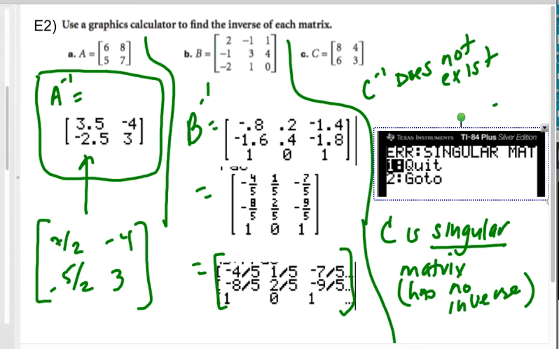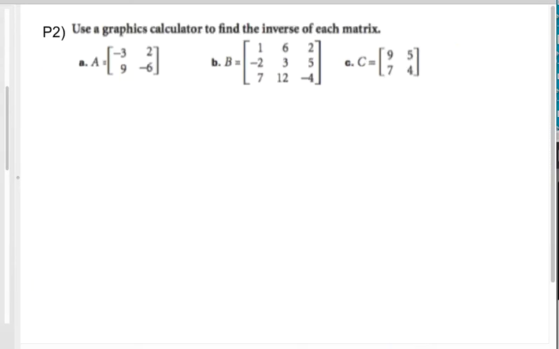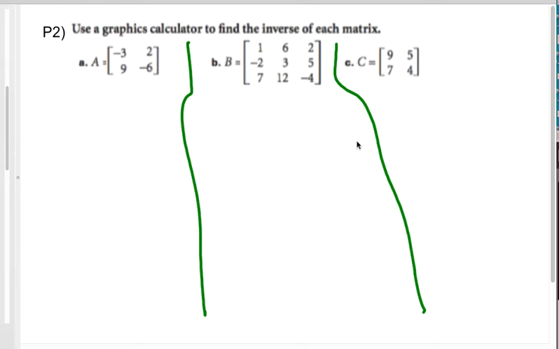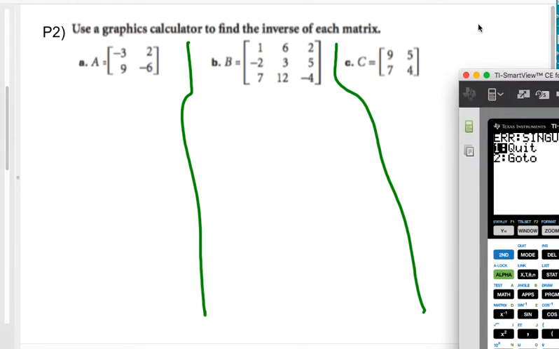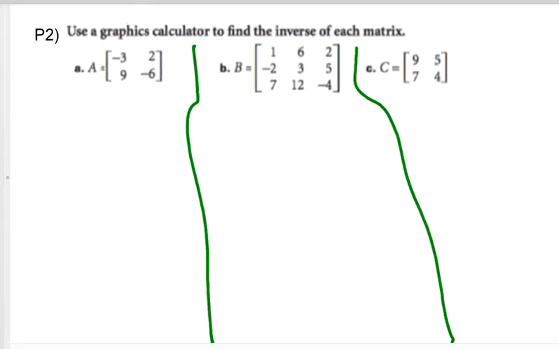So you're going to go ahead and try P2, same idea, right? Give it a try. You're going to do it in a calculator. You don't have to do it by hand. So go ahead, pause me if you don't want me to do it without you, right?